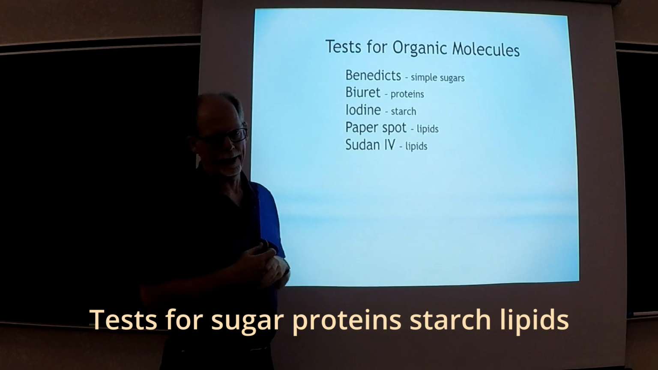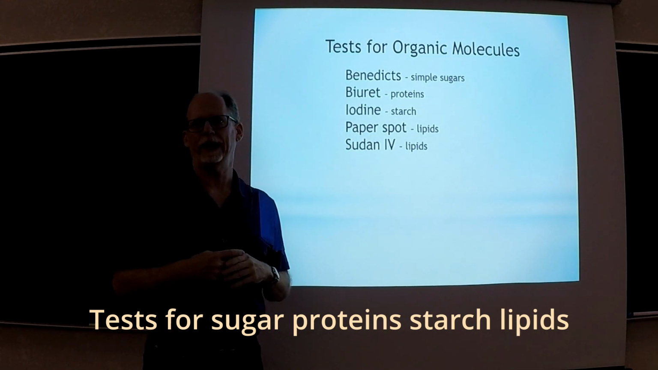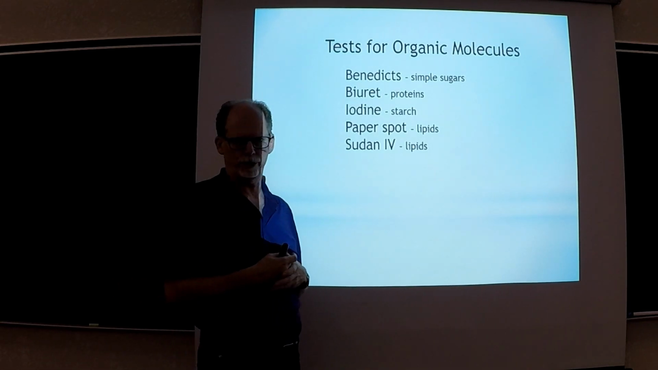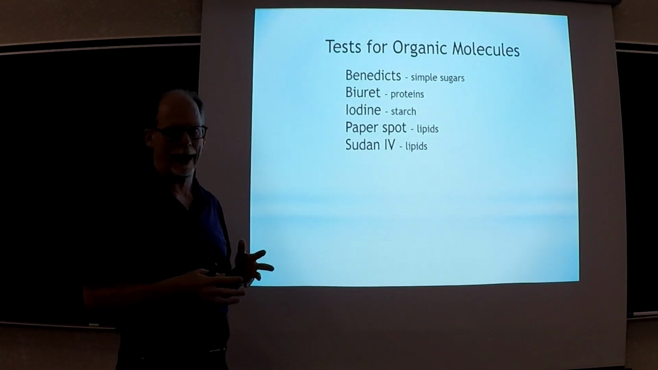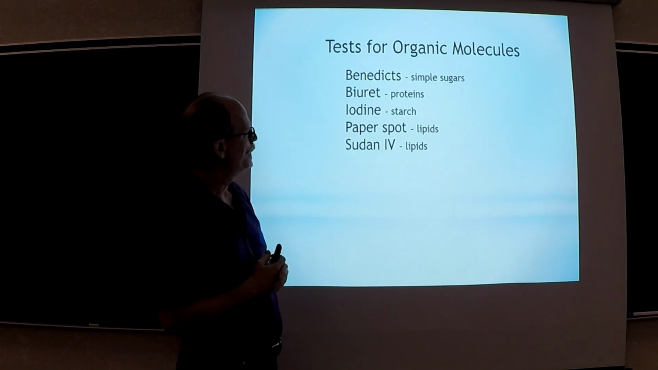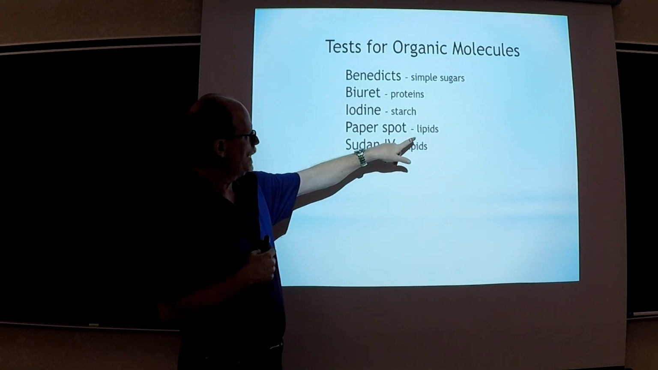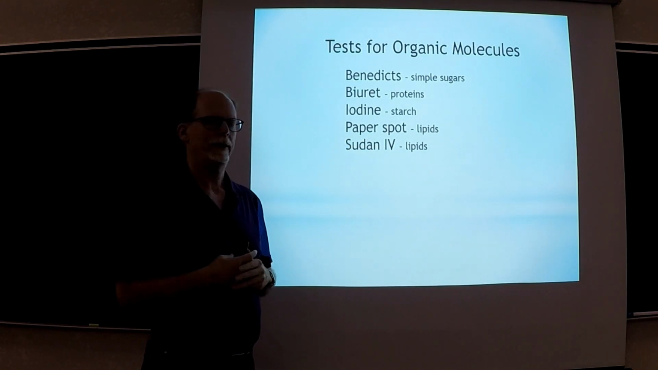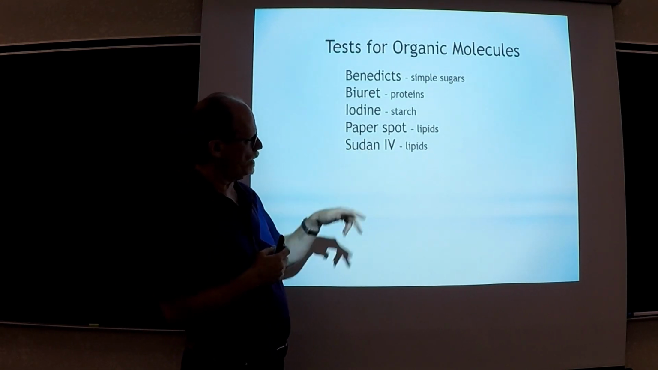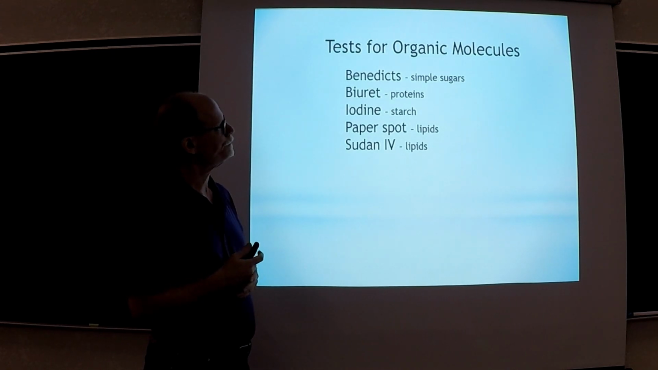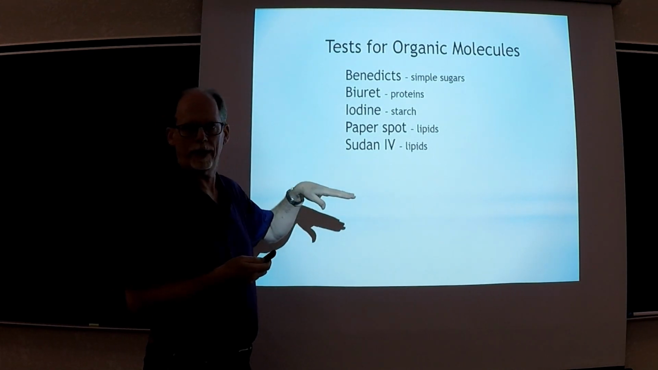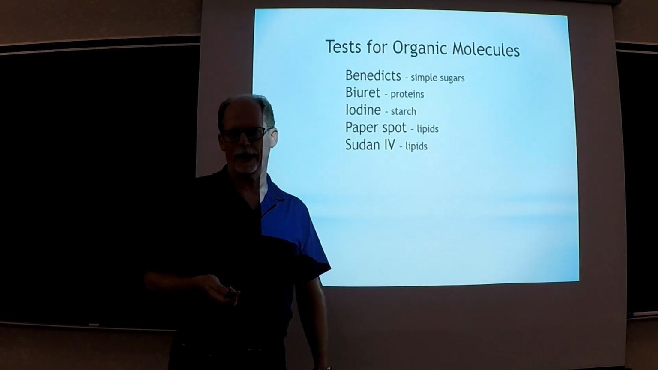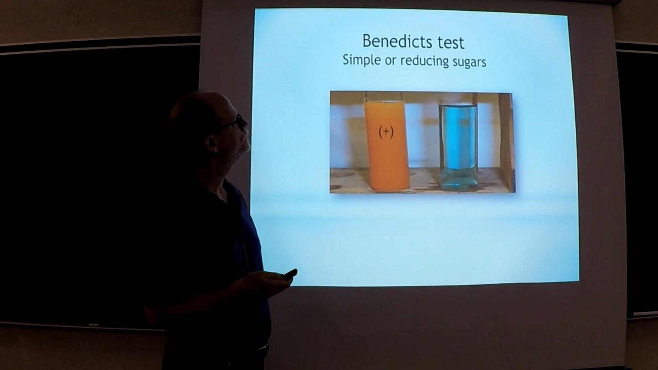Starch, when you add iodine to starch, it stains or dyes the starch really dark brown. Sometimes it even looks dark blue, or almost black. It just depends on the starch. If we want to detect lipids, there's 2 methods. One's called the paper spot. The other one is, we use a dye called Sudan 4. So you should recognize the names of these and what they detect.